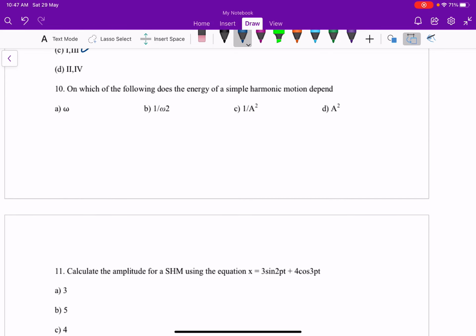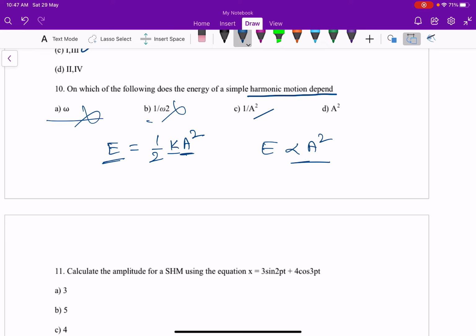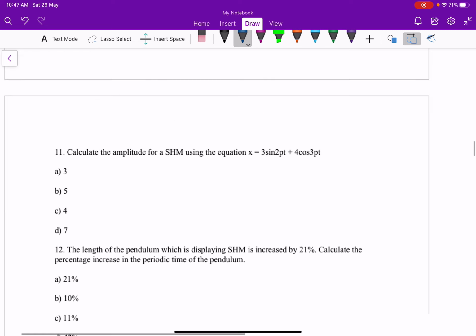On which of the following does the energy of a simple harmonic oscillator depend? Total energy is equal to half ka square. So energy depends on k, energy also depends on a square. So where is a square? This is not the answer, this is not the answer, this is the correct answer. Okay, D is the correct answer.